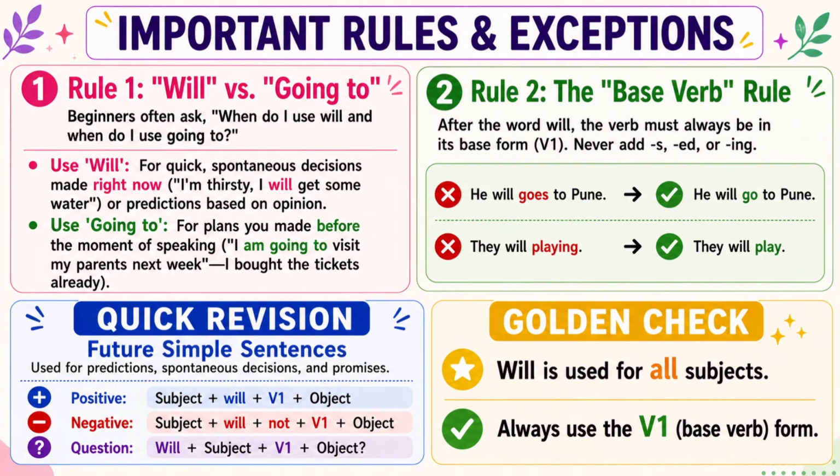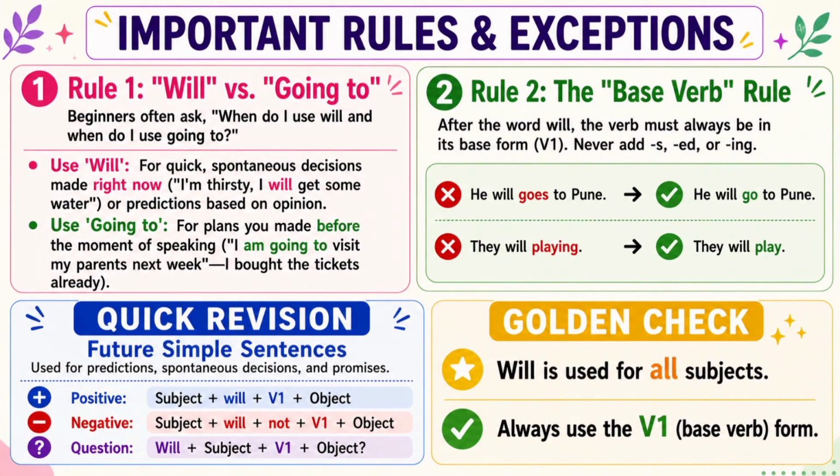Now let's learn the second rule, which is the base verb rule. After will, the main verb must always be in its base form, which is V1. So we do not say, he will goes to Pune. That is incorrect. The correct sentence is, he will go to Pune. Similarly, we do not say, they will playing. That is also incorrect. The correct sentence is, they will play. So always remember, after will, use only V1.